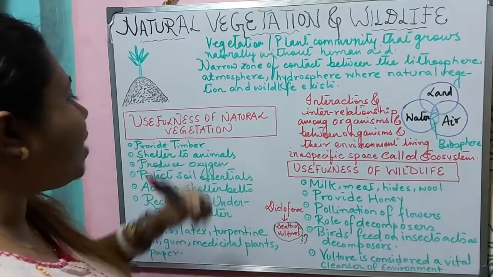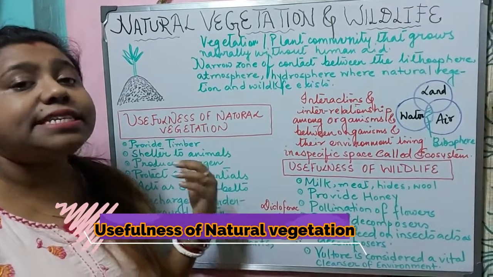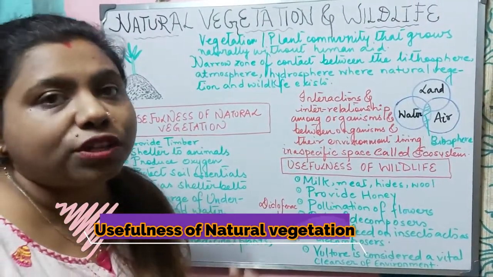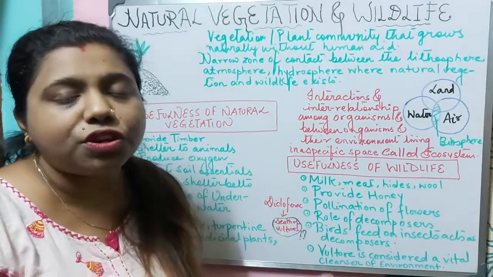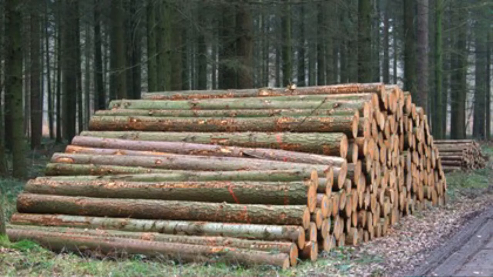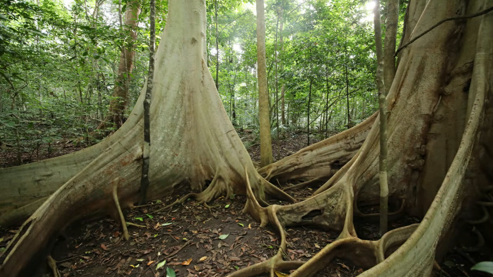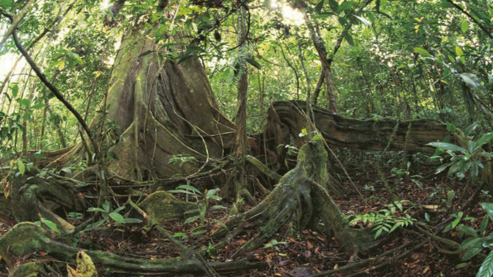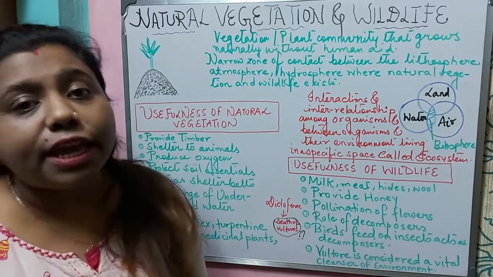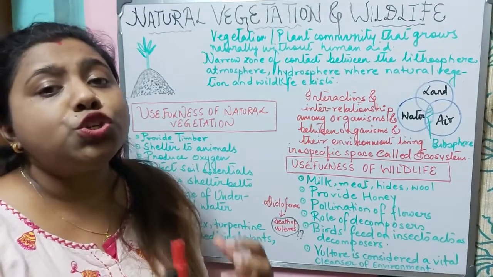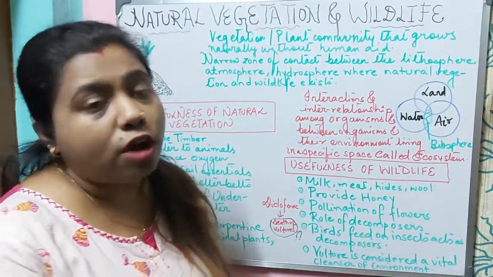The usefulness of natural vegetation is that we get timber from it. That means like forest. Forest is natural vegetation. It gives us timber. It provides shelter to animals. The trees provide us with oxygen and take in carbon dioxide. They protect soil essentials. The roots bind the soil and thus protect it. The natural vegetation protects soil essentials so that we can grow crops. That means it helps to maintain the fertility of the soil.